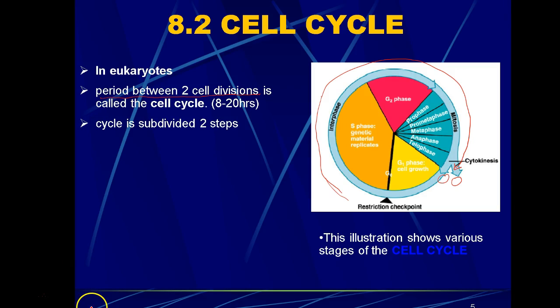All right, the cycle is divided, you can see, into 2 main steps or 2 main divisions. The 2 main divisions are what you see here, which is interphase, which is where the cell spends most of its time. And then you also see in between here, mitosis.